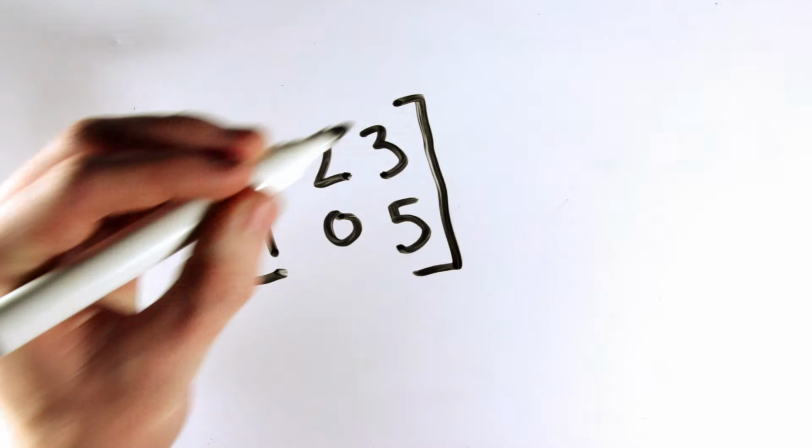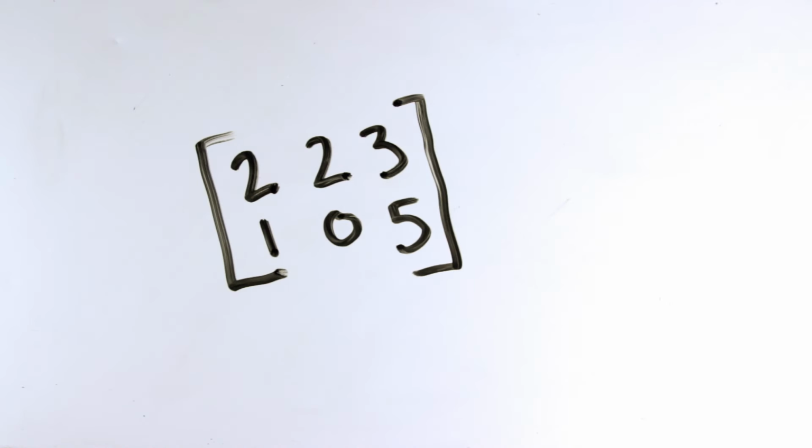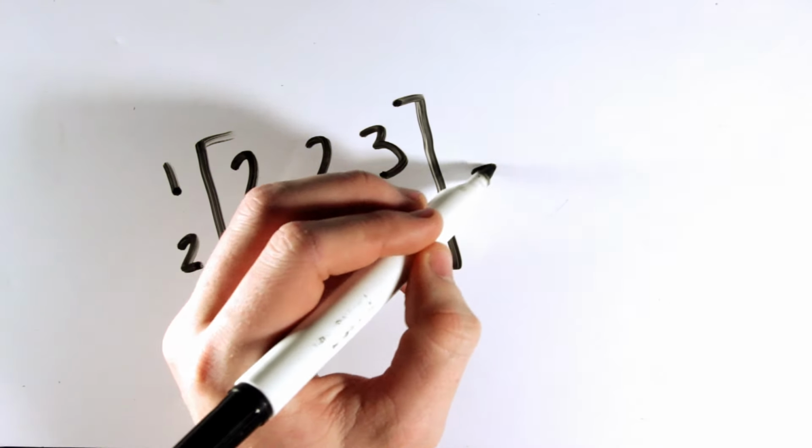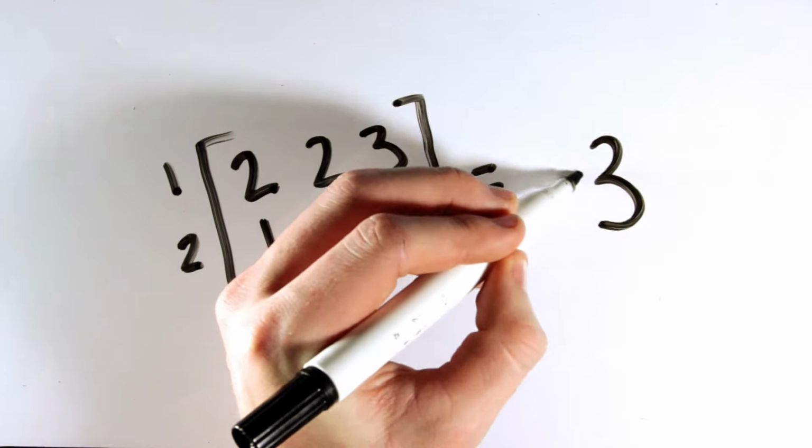The first and simplest part of any matrices problem is identifying its dimensions. This is the number of rows by the number of columns. For example, this matrix has 2 rows and 3 columns, making it a 2 by 3 matrix.